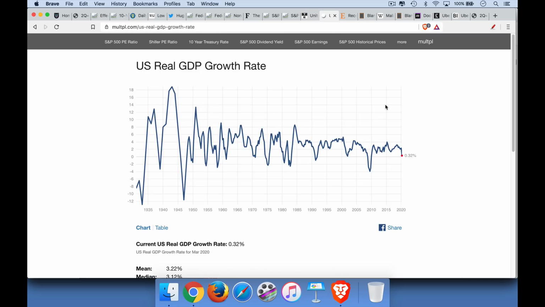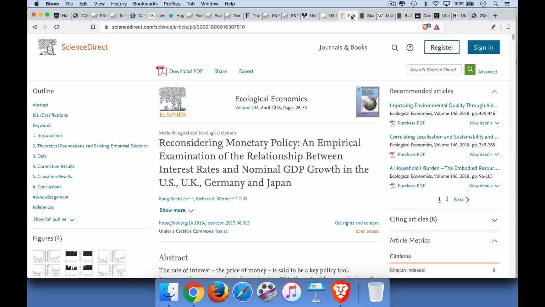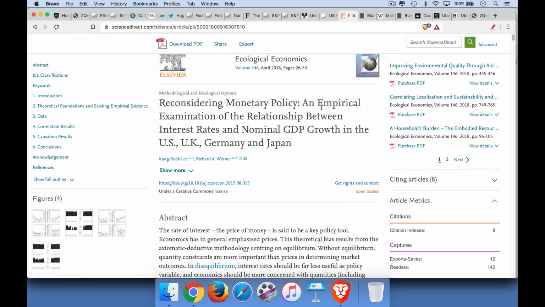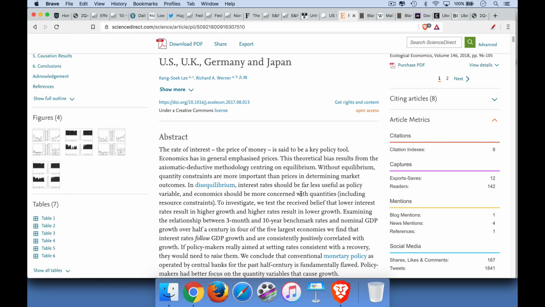If we look at real GDP growth rates, we can see that there's been less volatility in them, but also the peaks have been much lower. So there's a great paper which I'll link to here by Richard Werner and Kang-Suk Lee that talks about how if you actually look at the data, lowering interest rates does not stimulate nominal GDP growth.